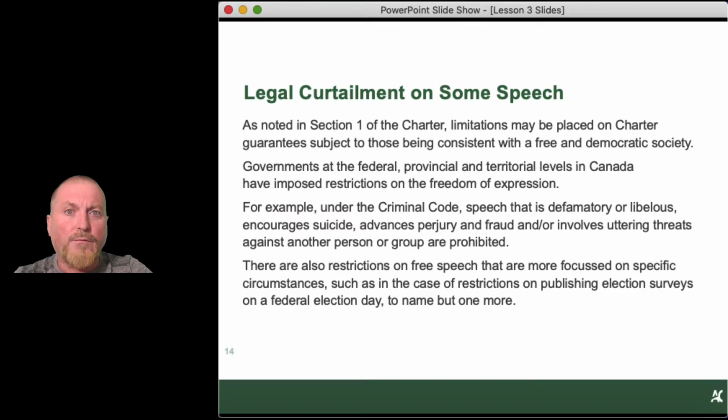There are restrictions on false advertising, restrictions on releasing confidential information of citizens to other citizens. There are all kinds of discrete limitations on free speech that exist within various legislative instruments across all levels of government, all designed to protect, while not trying to compromise free speech beyond what is necessary in a democratic society, but also to protect other objectives, like protect people from harm, protect people from fraud, protect people from libel, and so on. All right.